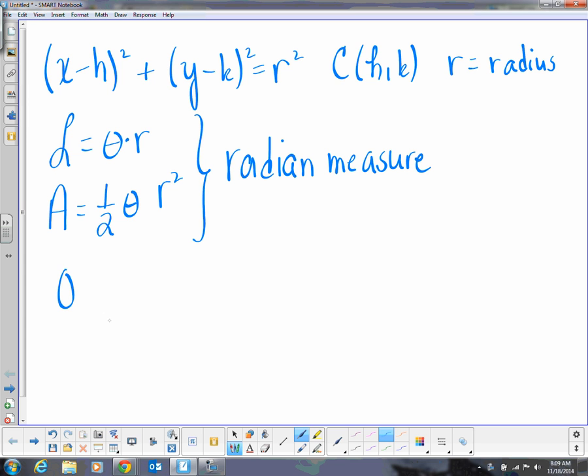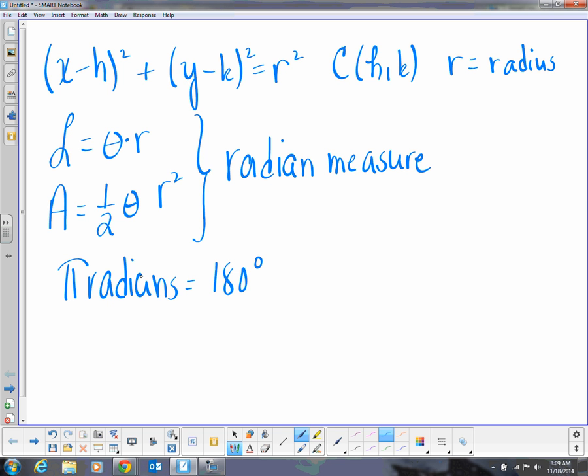You also have to know that the conversion from degrees to radians is that pi radians is equal to 180 degrees. Now, I put the test objectives online, and this worksheet is based on those test objectives.